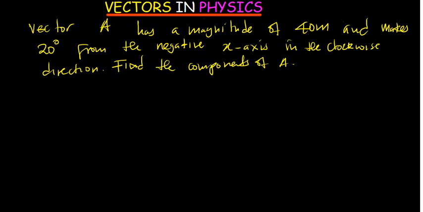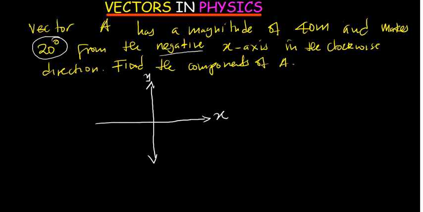Now, before you get to answer this question, you need to interpret this information. I've told you of the x-axis, so we're going to draw the x-y plane here. We know the positive x is here, the positive y is going on top, going down is the negative y, and going left is the negative x. Now look at this one. The first thing that we're going to look at is the direction. It is 20 degrees from the negative x-axis.